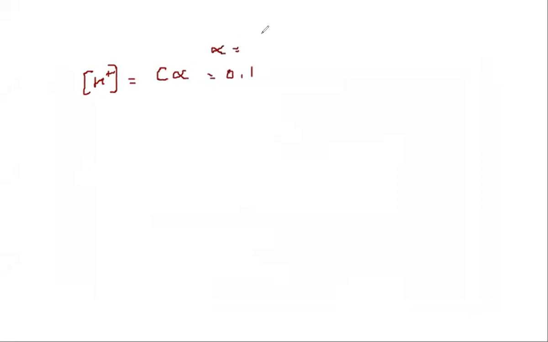It is given 2%. So what I should do? 2 divided by 100. This comes out to 0.02. Please remember this: if percentage is given, convert it by dividing the value by 100. Therefore, what I get is 2 into 10 raised to minus 3 molarity. Yes. So the degree of dissociation is 2%.